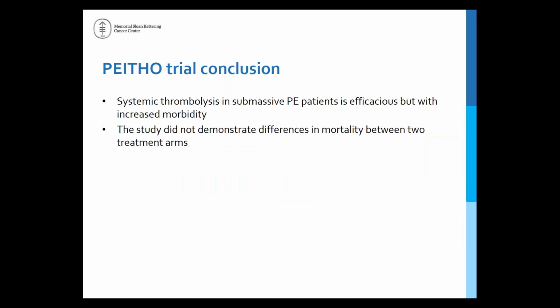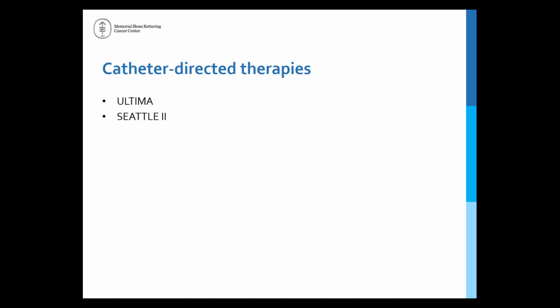So the conclusion of the PEITHO trial was that, number one, it did improve hemodynamic decompensation. So it did provide a morbidity benefit, but they did not demonstrate a mortality benefit. And then, very importantly, it showed that there is statistically increased intracranial and extracranial hemorrhage with IV thrombolysis versus patients that do not undergo IV thrombolysis.